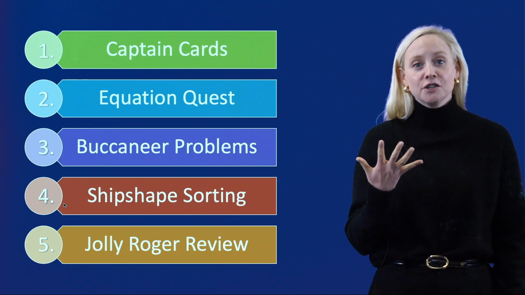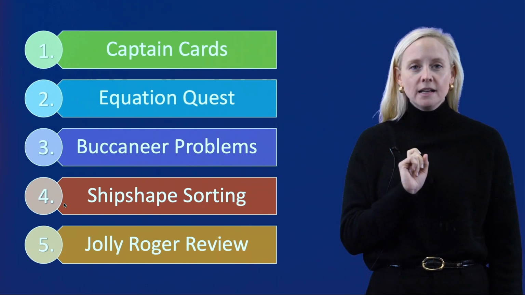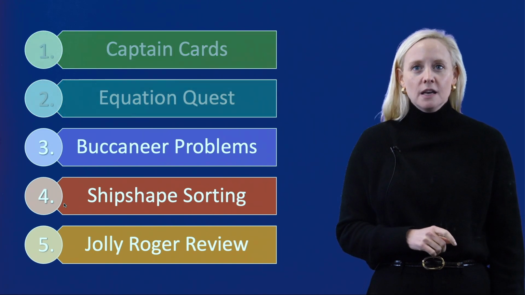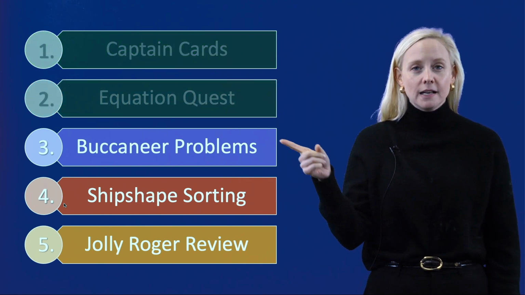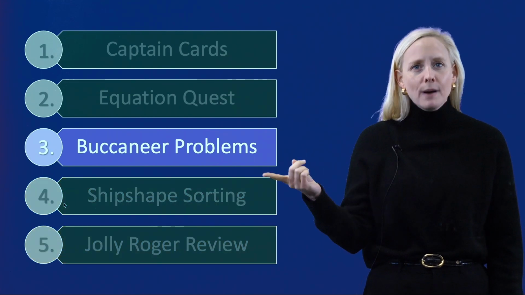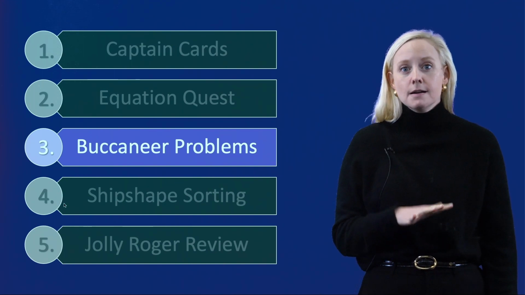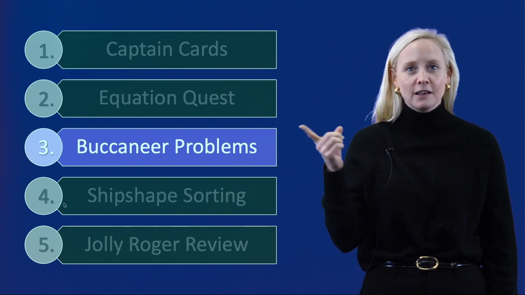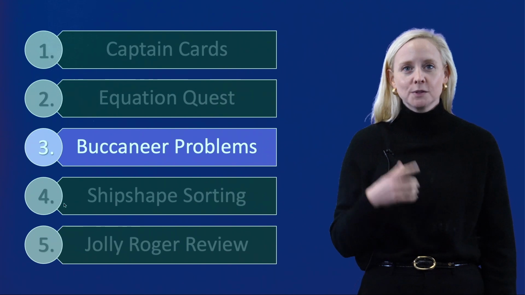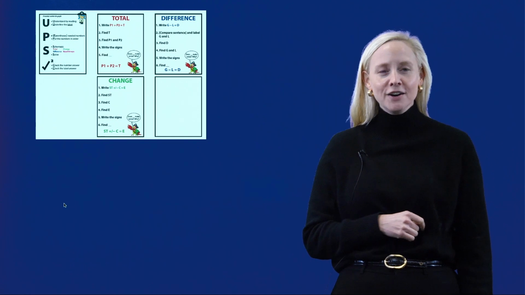Here we have 5 intervention components: captain cards, equation quest, Buccaneer problems, ship shape sorting, and our Jolly Roger review. Change problems are featured during Buccaneer problems, ship shape sorting, and our Jolly Roger review, but primarily during our Buccaneer problems, which is our guided practice activity. Because change problems are primarily featured in Buccaneer problems, this video is going to focus on change problems within Buccaneer problems. So let's take a look at our materials.